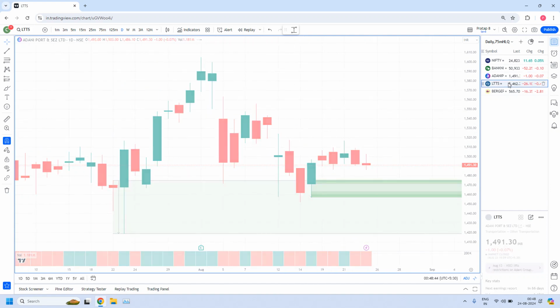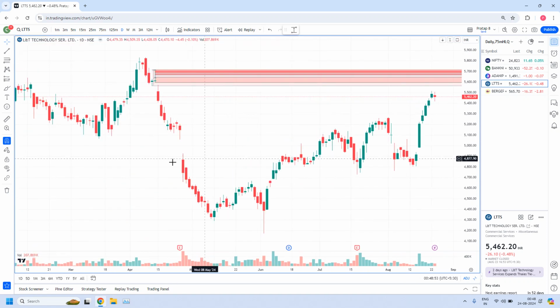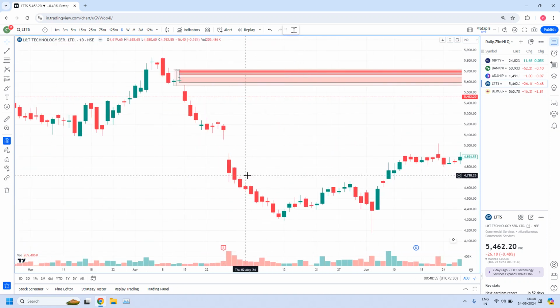And next one is LTTS, L&T Technology Services. This is a daily high liquidity supply zone. See here, we have a drop. We have 3 base candles and again a drop. Even this is a drop candle. Drop candle, 2 base candles and again a drop candle. This is what our software identified. Drop, base, drop with a hidden body.